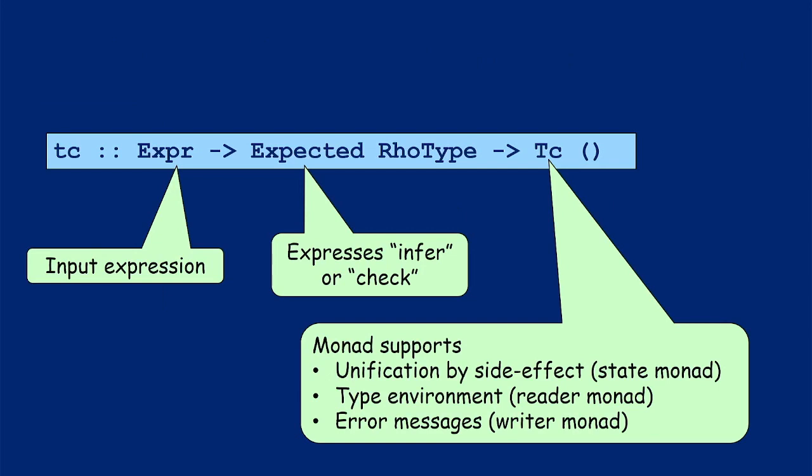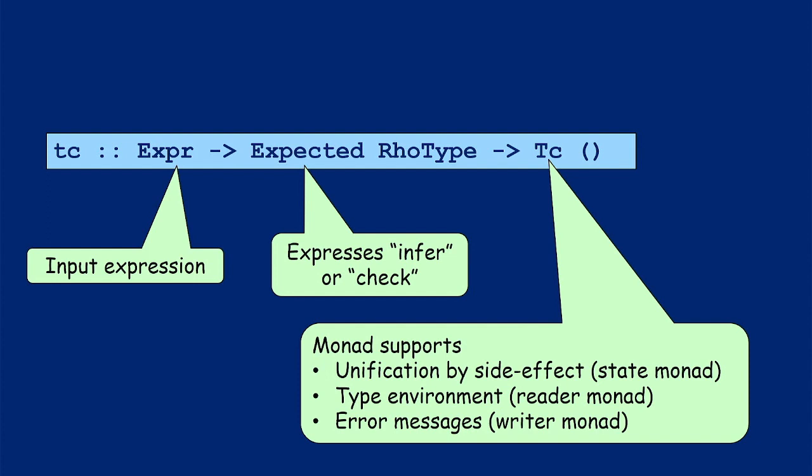This is an implementation workshop, so I'm going to put up type signatures as we go. This is what a type checking function might look like. It takes an expression, and we talked about this morning, the expected type that it has, and in some monad, it produces no result. That's the unit at the end. But what does the monad do? Well, it does at least three things.